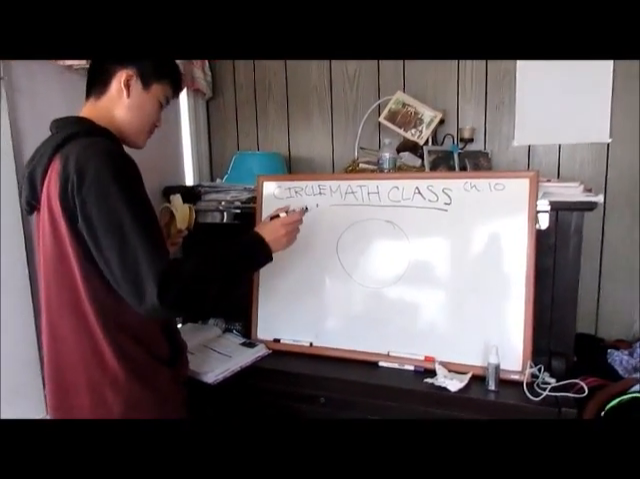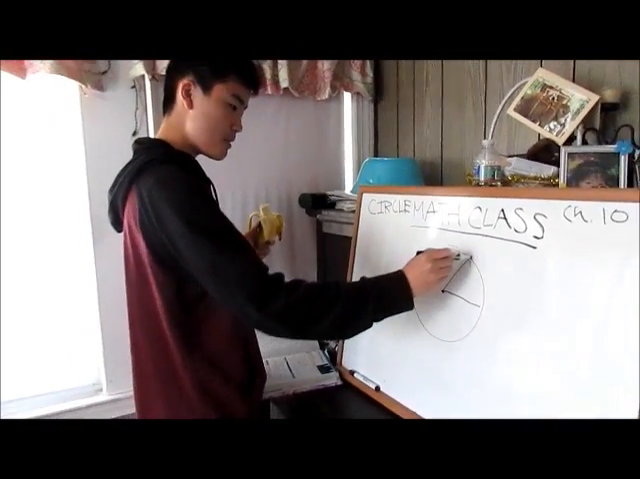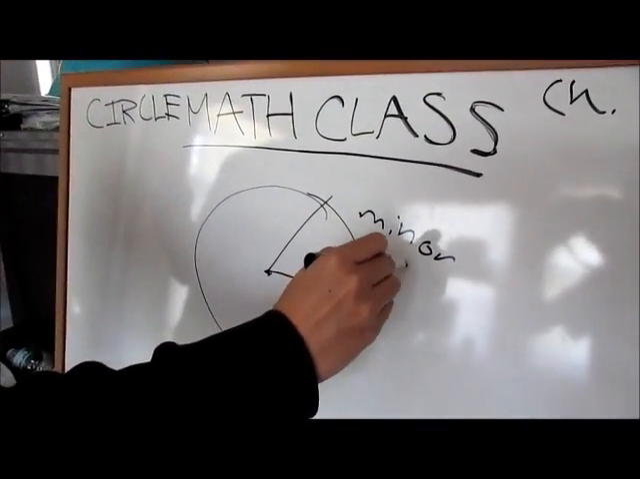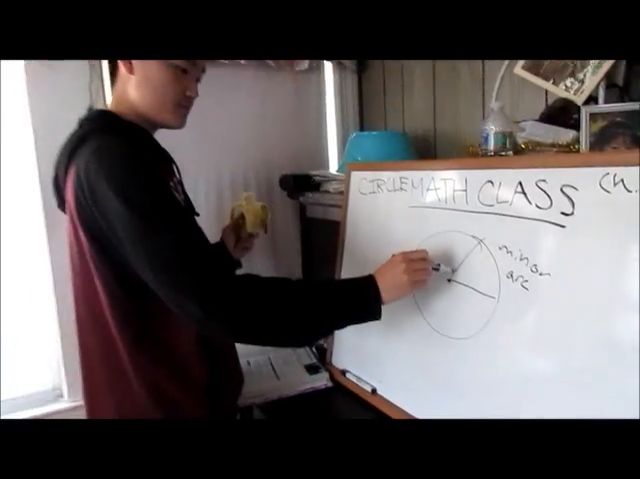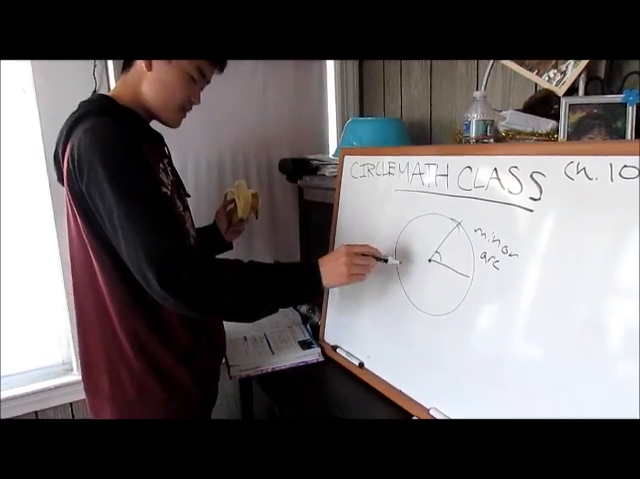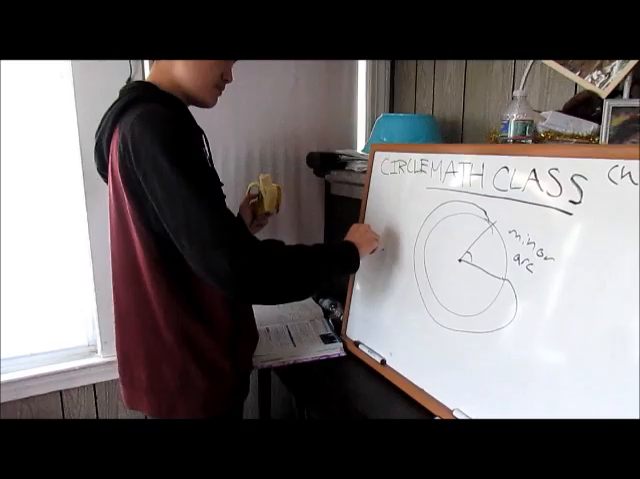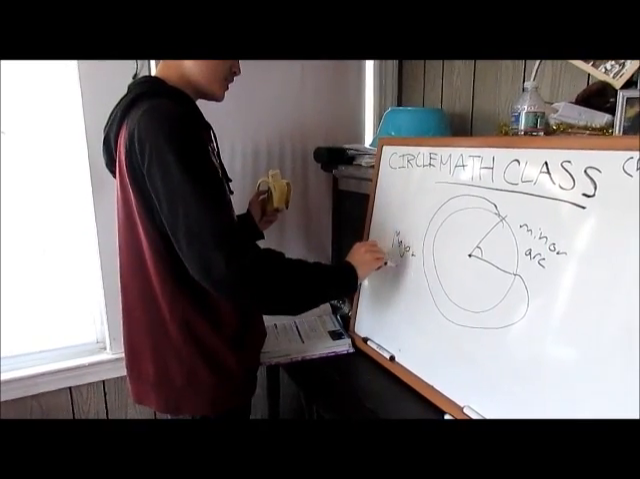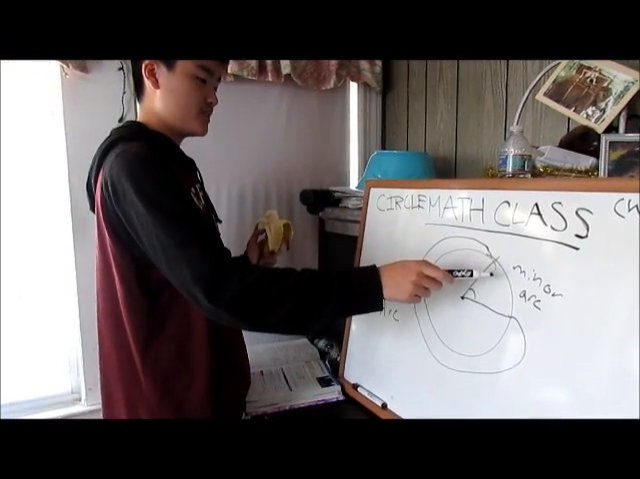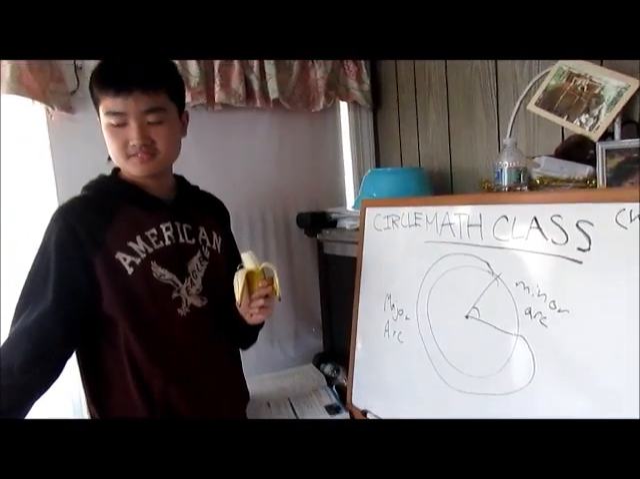Okay, so this is the center. This is called a minor arc. The minor arc is equal to the angle measurement of this, which is called the central angle. This measurement is called the major arc. You find the major arc by subtracting the minor arc from 360. Get it?